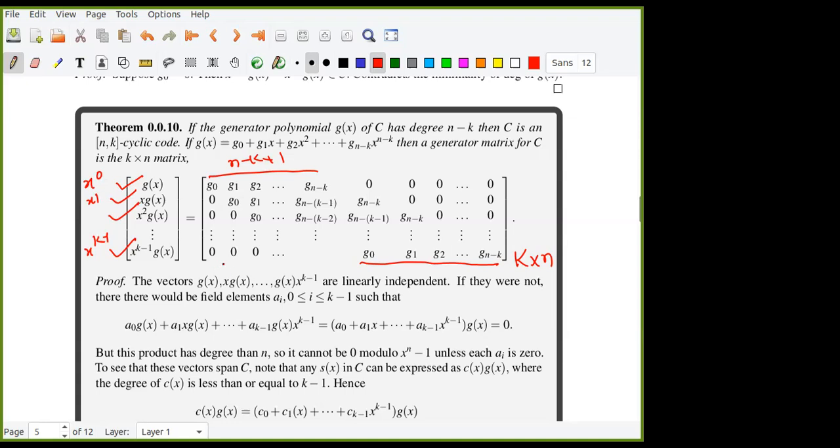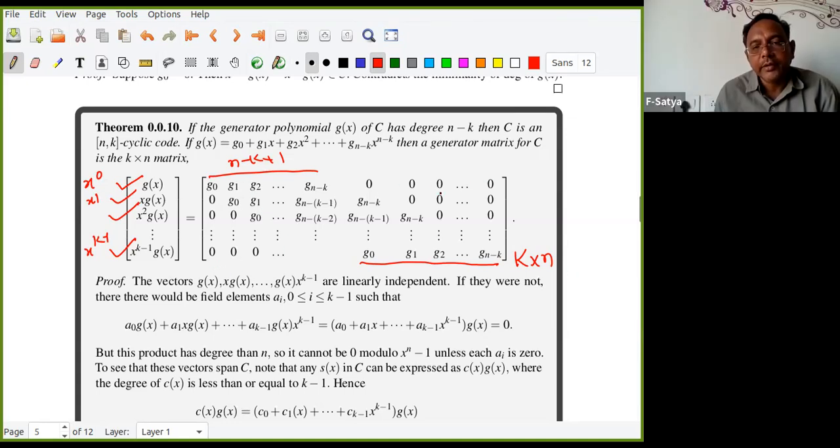K rows. Yeah, and in the remaining columns I'm putting those extra zeros, right? So that many I put, n. So this is my generator matrix. Generator polynomial to generator matrix.